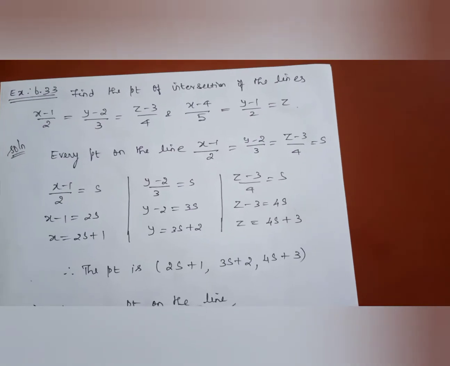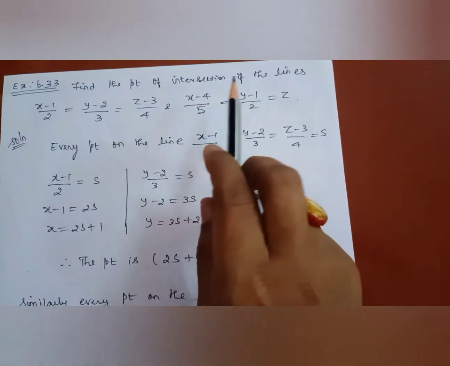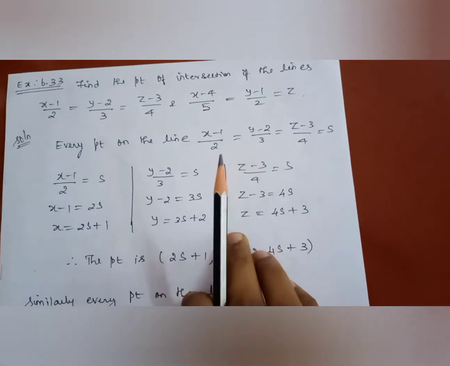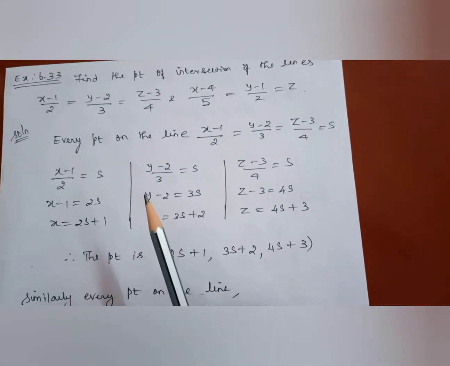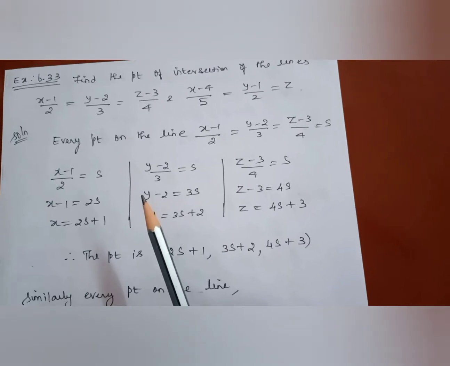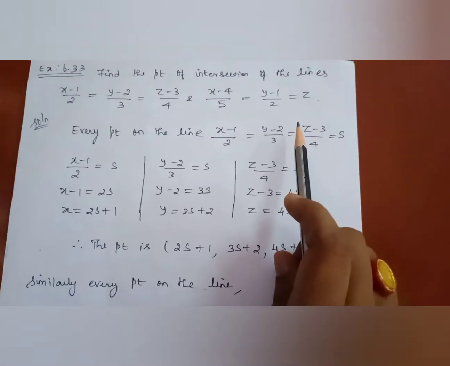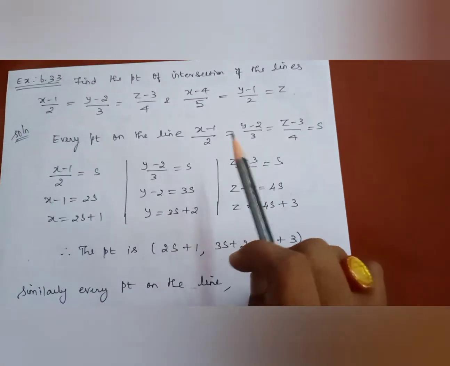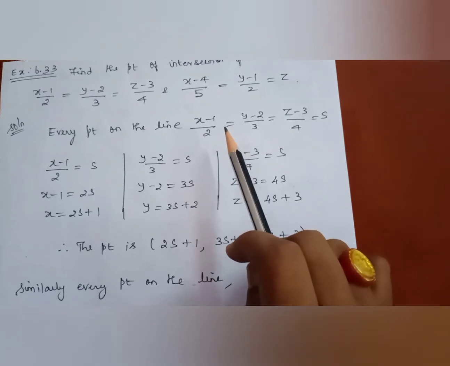First we'll see example 6.33. Find the point of intersection of the lines (x minus 1) by 2 equal to (y minus 2) by 3 equal to (z minus 3) by 4 and (x minus 4) by 5 equal to (y minus 1) by 2 equal to z. So we have been given two lines, and we are supposed to find the point of intersection.